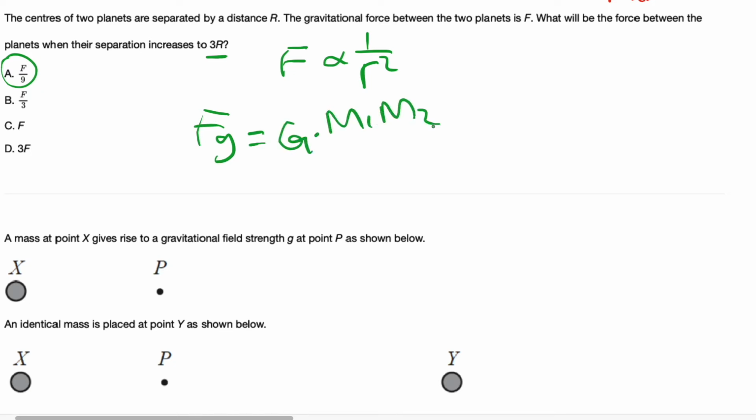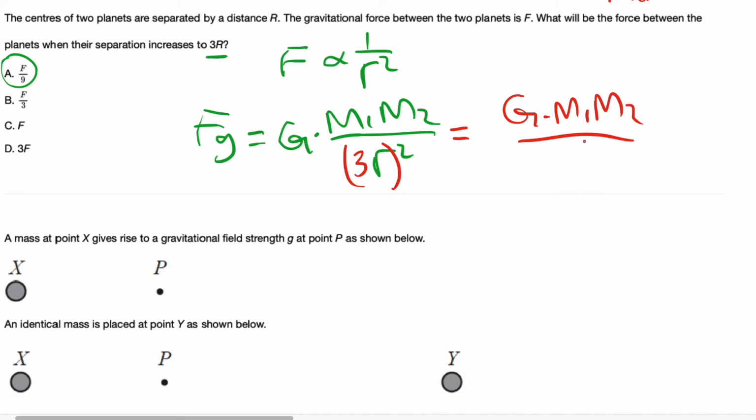The force of gravitation is equal to G constant times mass of object 1 times mass of object 2 divided by the distance between two objects. So when it becomes 3r, it is going to be equal to G multiplied by M1 multiplied by M2 divided by 9r squared. So we know the force is going to be divided by 9.